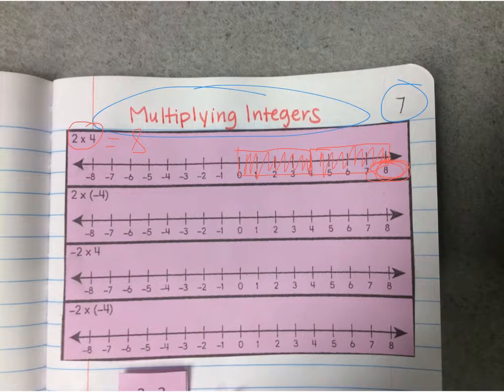Okay, and remember yesterday we took notes on a positive times a positive is a positive answer. A positive times a positive is a positive answer. Okay, let's do the next one. I'll do a different color just for us.